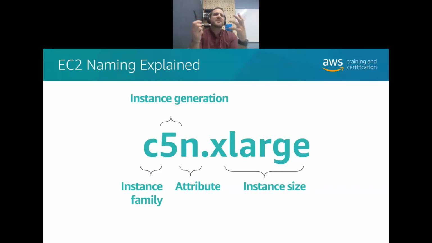Then we have the N, which is an attribute. Not all instance types have this attribute, but generally it denotes some special capability or capacity of that instance. In this case, N means network. It's got faster network access. And then finally, we have at the end extra large. So this is exactly like t-shirt sizes. You've got small, medium, large, extra large, etc. This just simply means the amount of resources that is attributed to that instance type. Maybe a small has only one CPU, maybe the extra large has 20 CPUs or 50 CPUs or something like that. So you can imagine there's more resources in the larges and the extra larges.